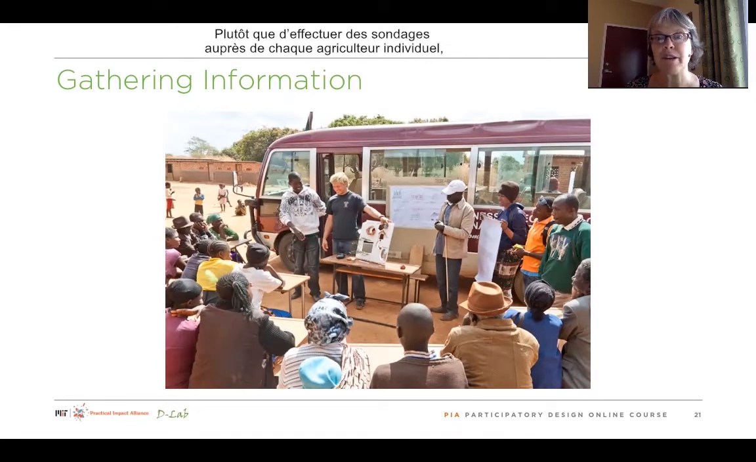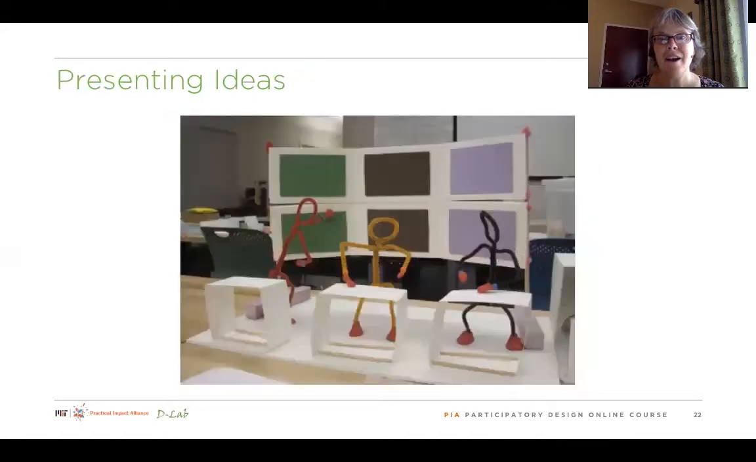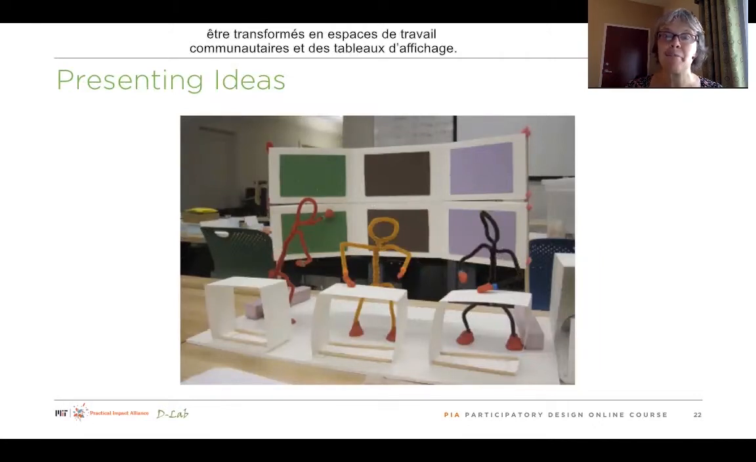Rather than doing surveys with each individual farmer, they had the farmers come up, share their opinions about post-harvest losses, and in less than an hour, they had input from more than 100 farmers. Another use of sketch modeling is just to present your ideas to other people so that they can get a sense of what you're thinking about. This is a sketch model that shows how shipping containers could be transformed into community workspaces and bulletin boards.